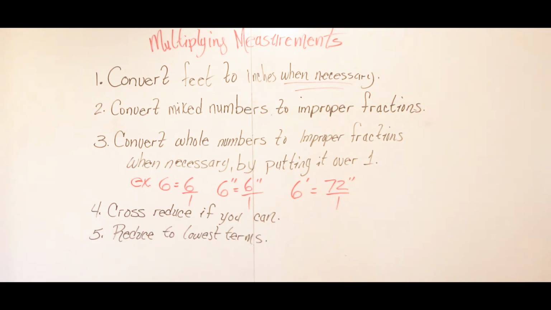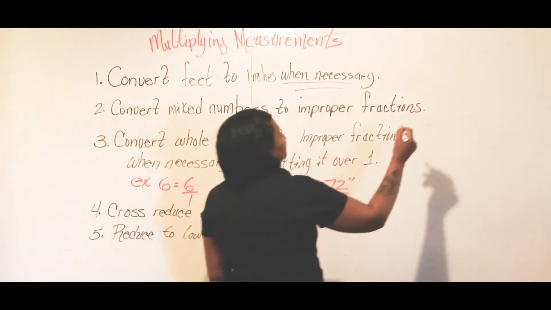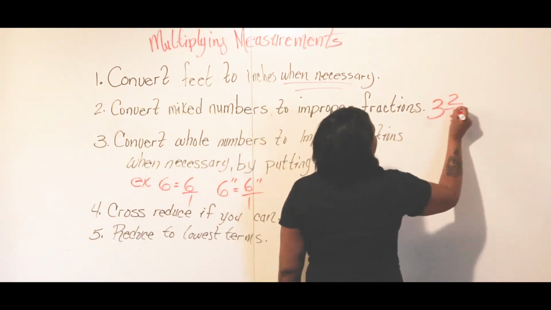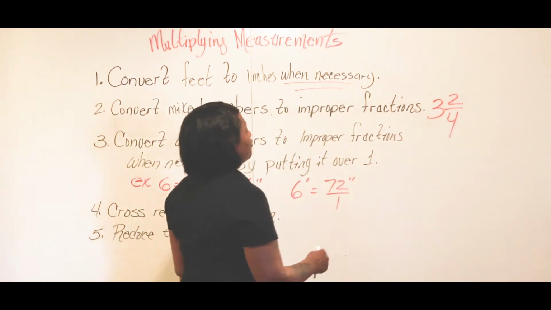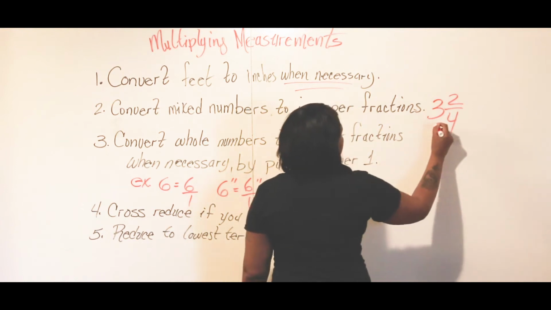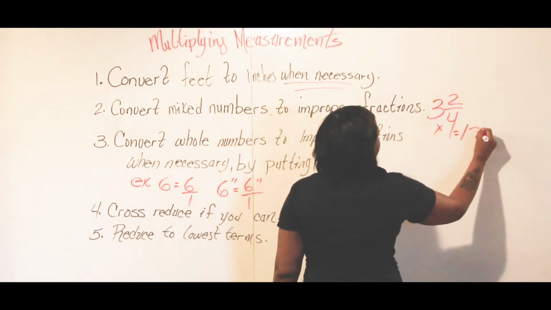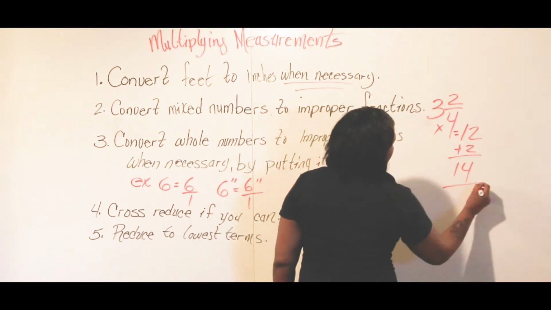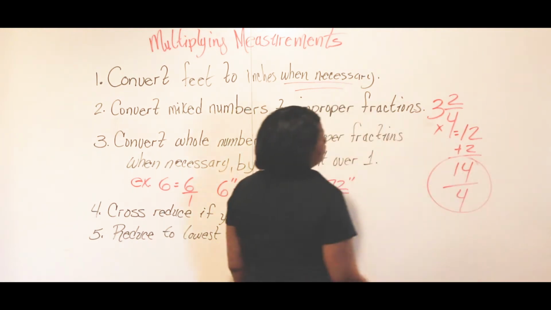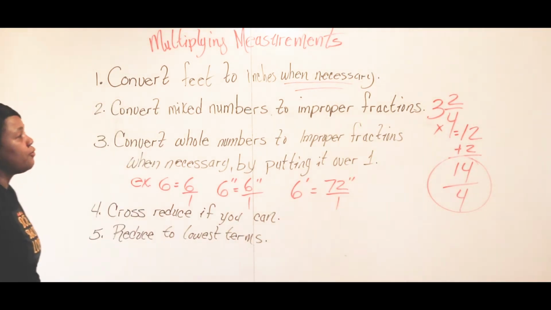How do we convert mixed numbers to improper fractions? You take the whole number, multiply it by the denominator, add the numerator, denominator stays the same. And I'm going to use this for an example. We have 3 2/4, a mixed number to turn into an improper fraction. Take the whole number and multiply it by the denominator. 3 times 4 is 12. When we add that numerator, it's going to give us 14. Denominator stays the same. That's what I need to turn that mixed number into an improper fraction.